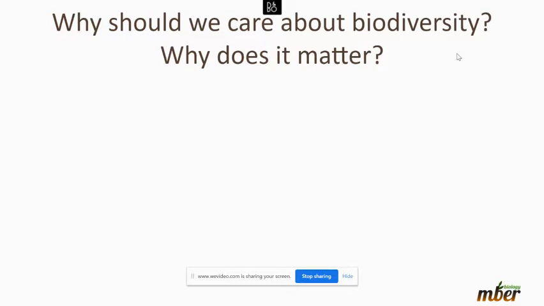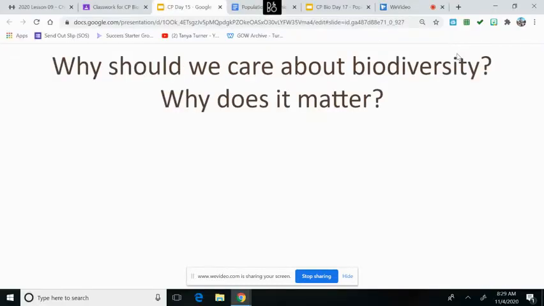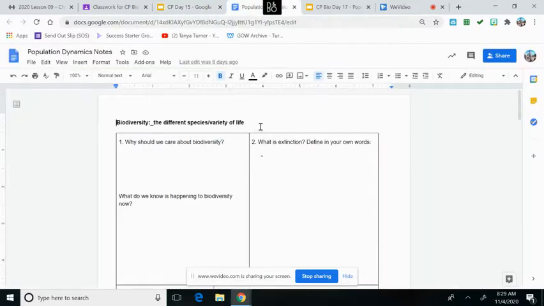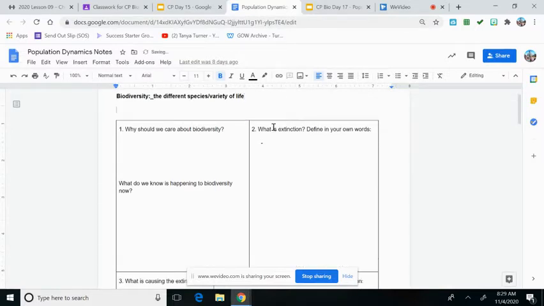So why should we care about biodiversity? Why does it matter? Before we answer that question, let's go back and remind ourselves what the definition of biodiversity is. So these should be our notes. I believe yours has the definition of biodiversity up here. So we're going to fill that in.